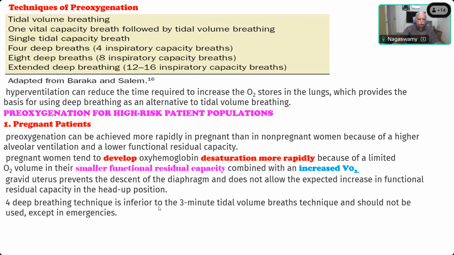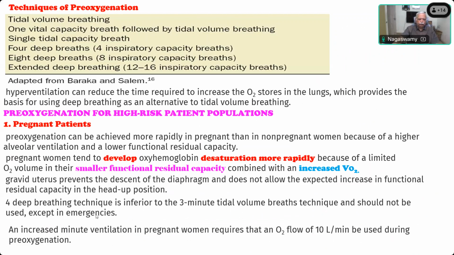And the 4 deep breathing technique is inferior to the 3-minute tidal volume breath technique and should not be used except in emergencies. So in cases where you don't have time to do the 3-minute normal tidal breathing technique, you can employ 4 deep breathing. But if time is available, always the safe method is to use the 3-minute tidal volume. And increased minute ventilation in pregnant women requires an oxygen flow of at least 10 liters per minute during preoxygenation. So you must open the flow meter to 10 liters before you place the mask on the patient's face.